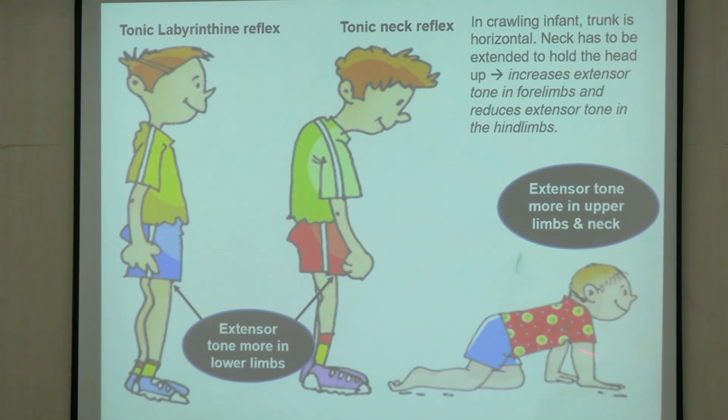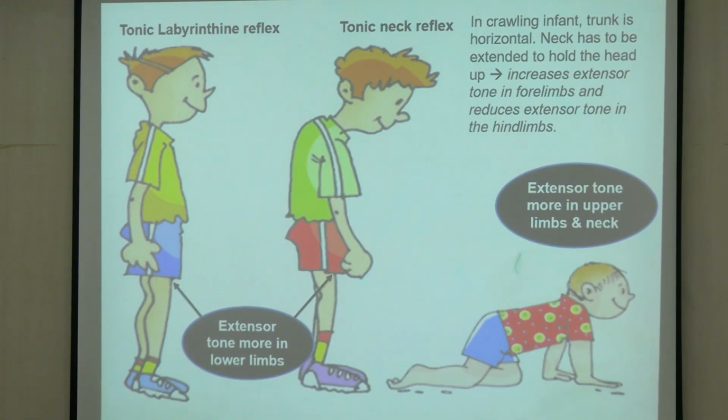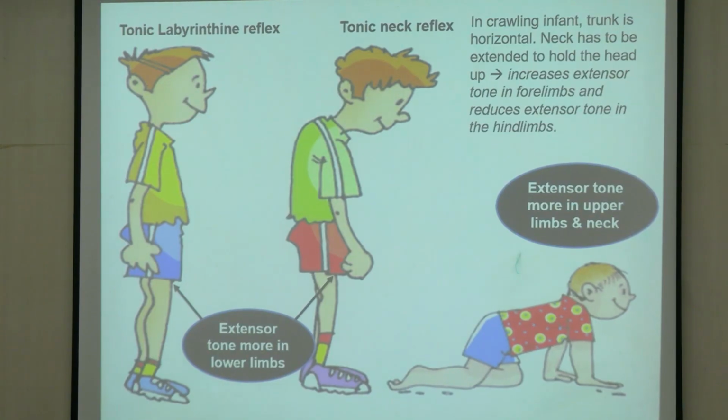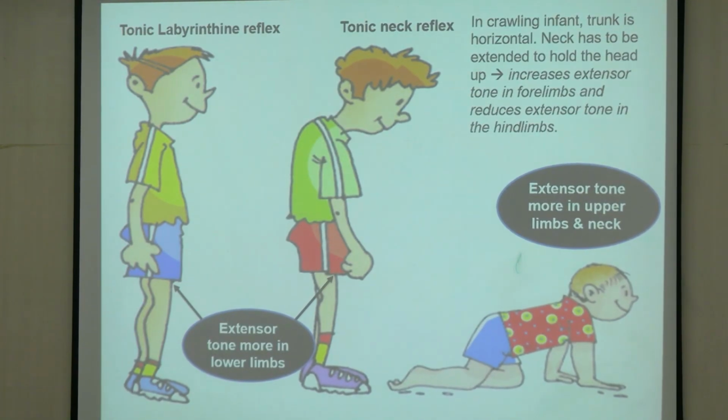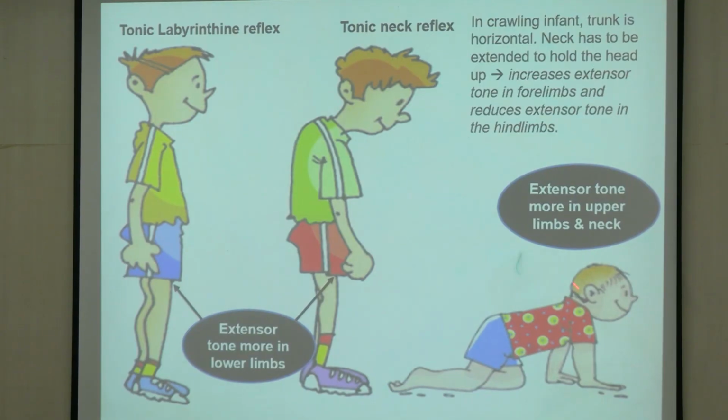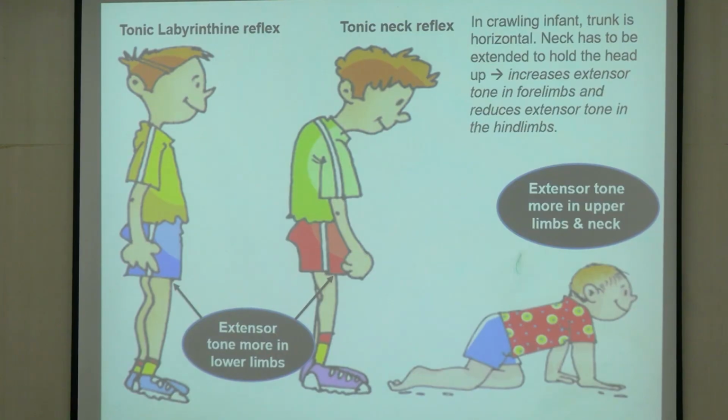Now, in attempting to extend the head so that the upright position of the head is maintained, there is extension of the neck. So now extension triggers the tonic labyrinthine and tonic neck reflex, because of which tone in the forelimb increases, right? The ultimate idea is to maintain erect posture and support the head. So because of this, the forelimb tone increases this time. In the hind limbs, the tone reduces. So this happens in the crawling position, right?